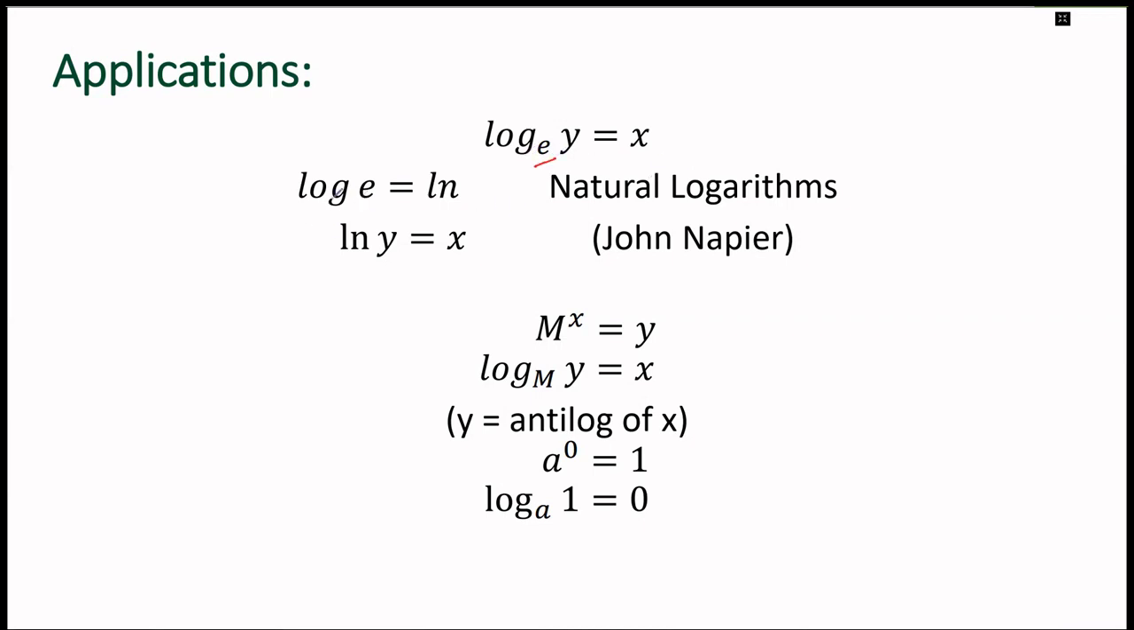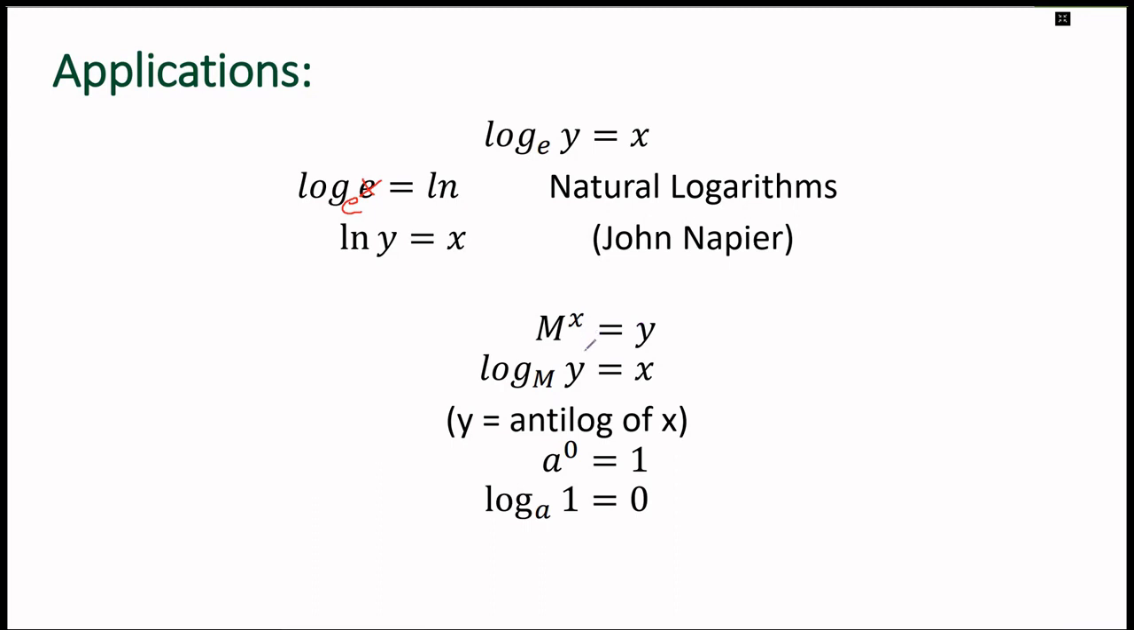So we have log of e, which we already said. So anyway, ln y is equal to x. So the natural logarithm was invented by John Napier. Do not be confused. Natural logarithms was invented by John Napier.